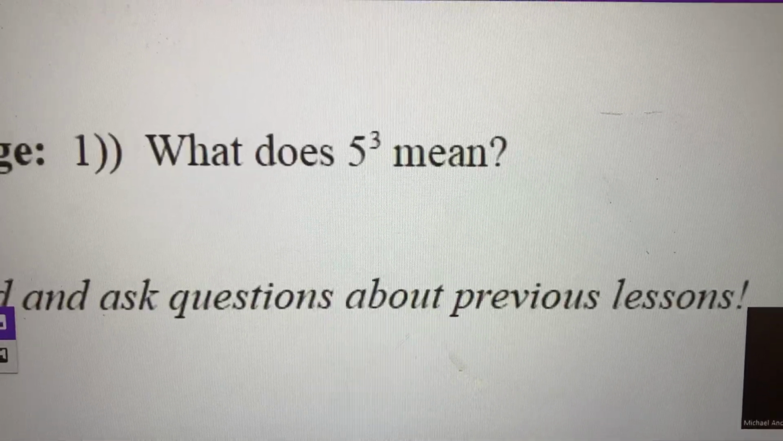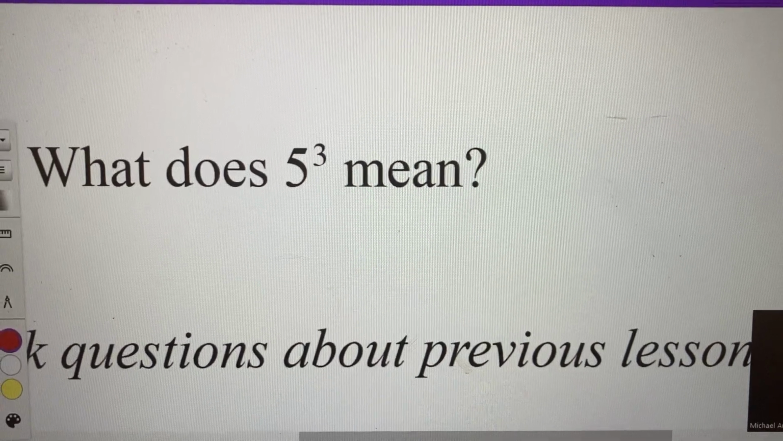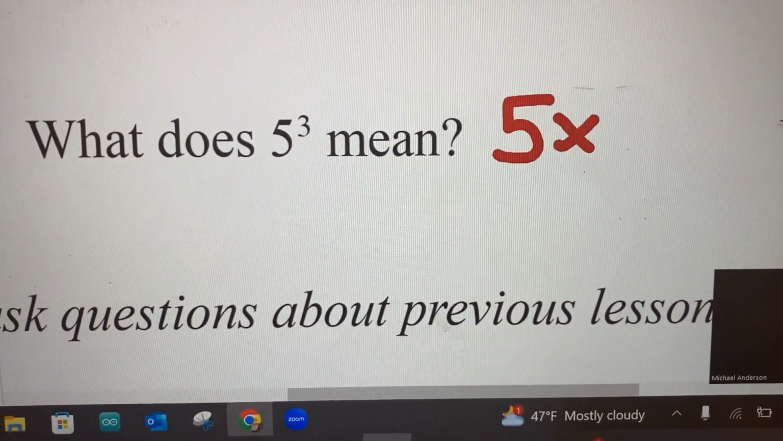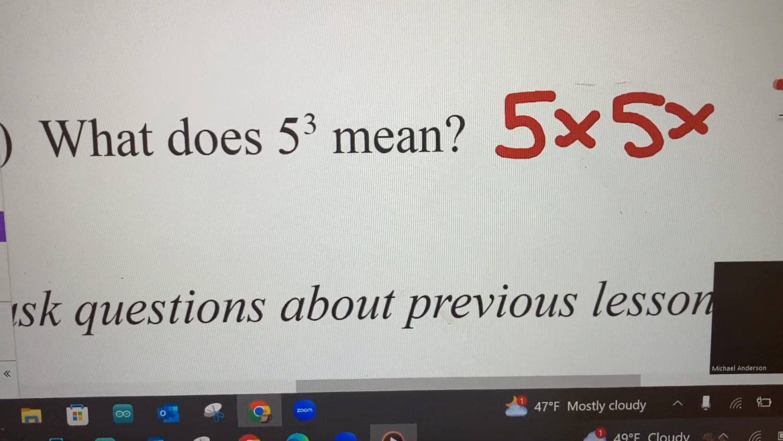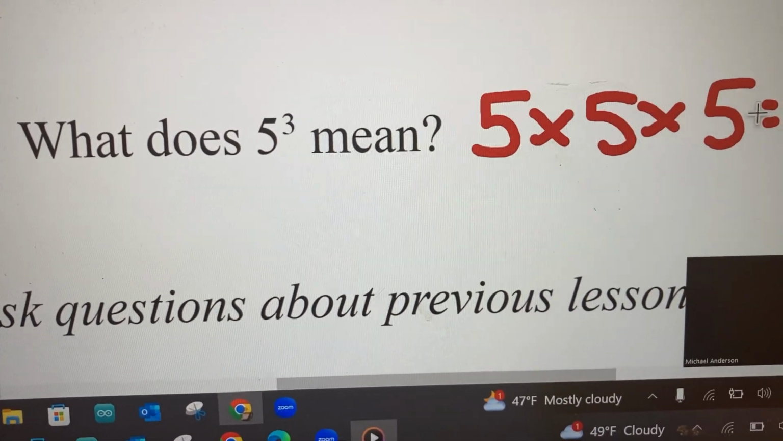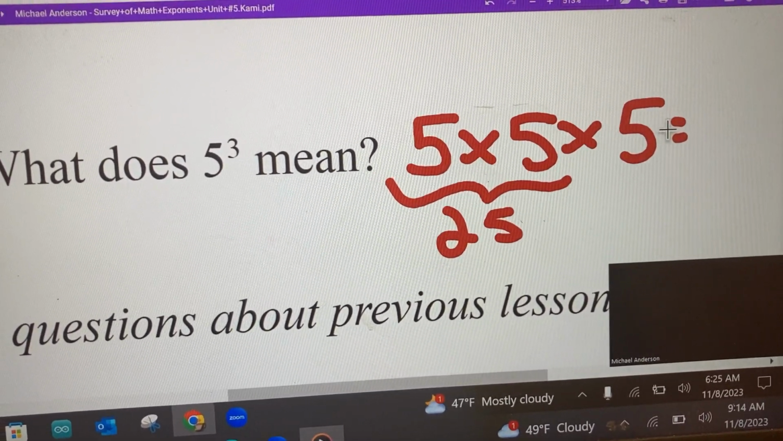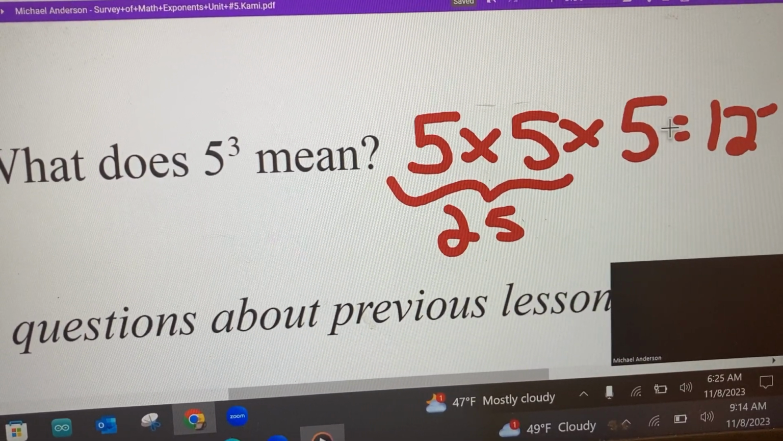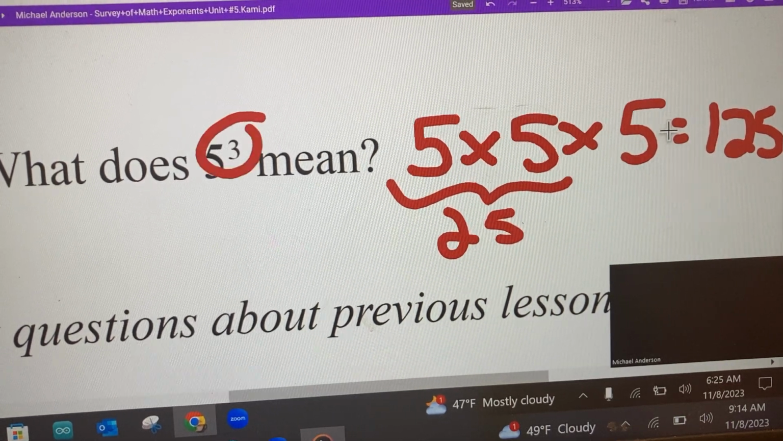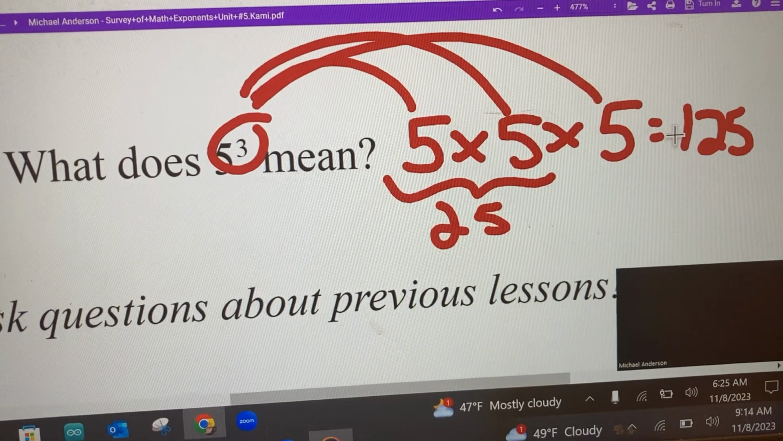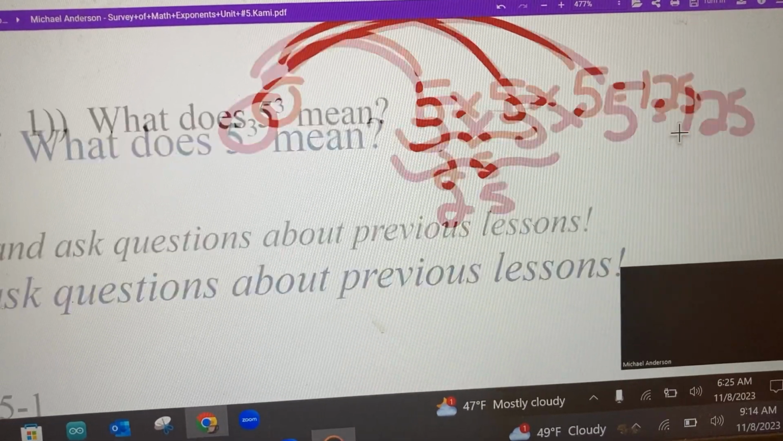What does 5 to the third power mean? It means that we have 3 5s multiplied together. So 5 times 5 is 25, and then 25 times another 5 is going to be 125. But remember that the exponent means how many of those individual numbers we have multiplied together.